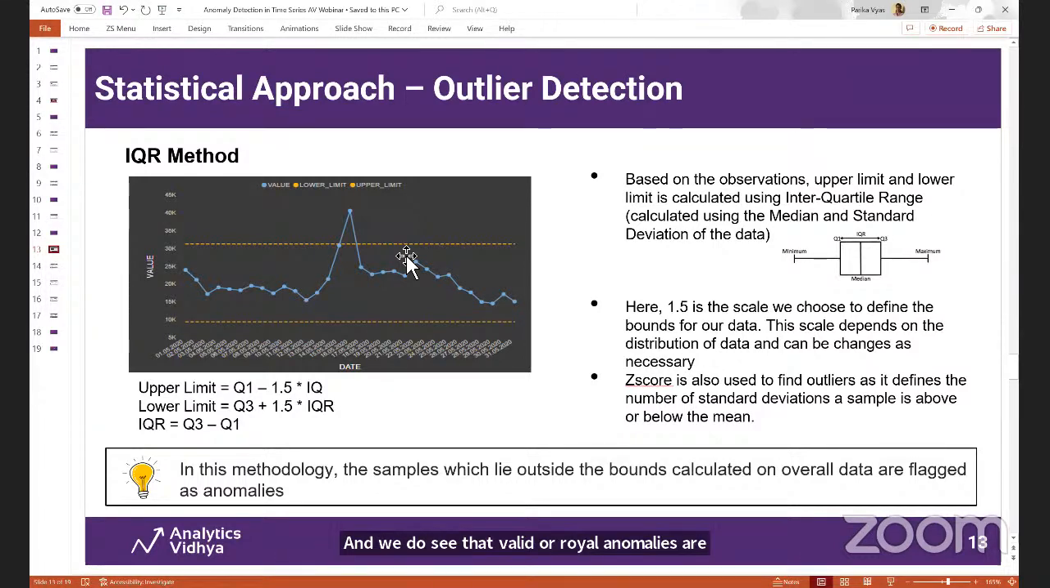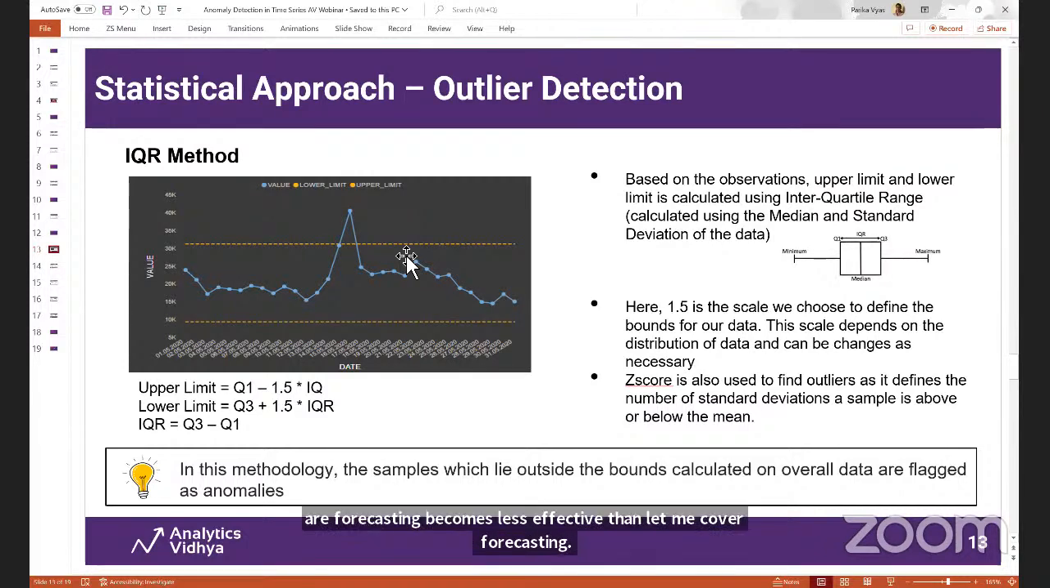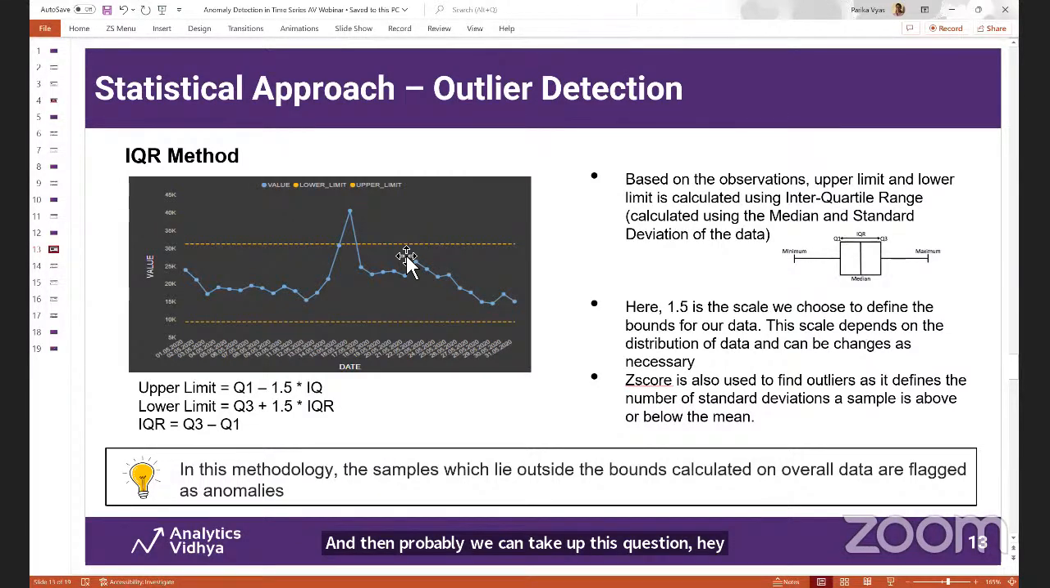If I look at another question, in the presence of anomalies, is forecasting less effective? Let me cover forecasting first, and then we can take up this question. How to read seasonality and trend from this diagram? I'm not sure if you're talking about this particular diagram in the IQR method, but if you want to check seasonality and trend, we have our ADF and KPSS tests, where we can find the seasonality and the trend, and we could also de-seasonalize or de-trend it so that we just have the residual on which we can perform the time series analysis.